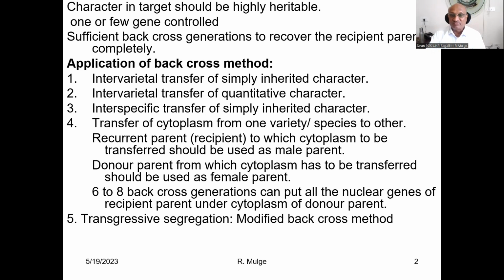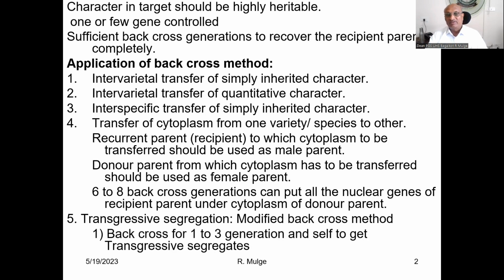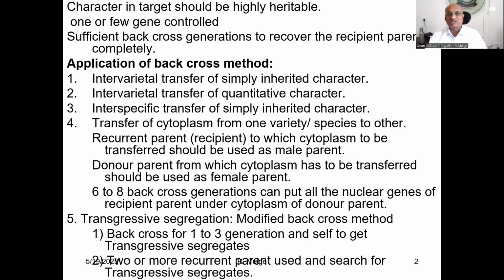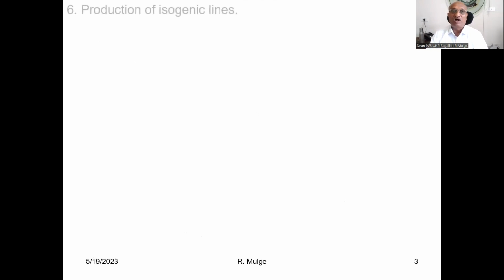Then this can also be applicable for getting transgressive segregates. So you need to go for some modifications in the backcross method. After one or about three backcross generations, you go for selfing, so you can get the transgressive segregates. What do we mean by transgressive segregates? The progenies which fall outside the range of the parents are known as transgressive segregates. To increase the probability of getting them, you can also use two or more recurrent parents. That means other than the parents already used, you change the parents. So the chances of getting transgressive segregates will be high.